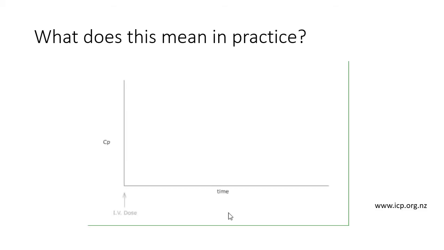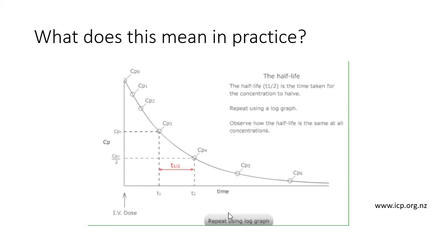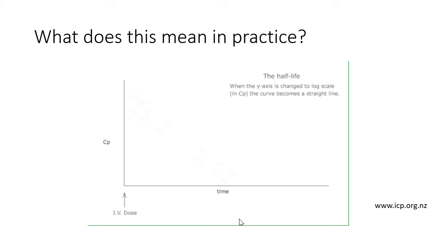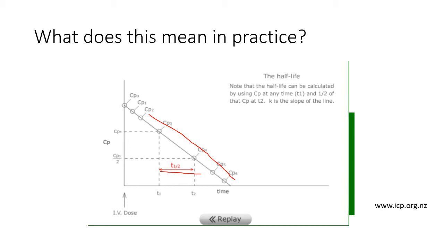So in clinical practice, this means that when we give an intravenous dose of the drug, you can see here the concentration falling away. And so the half-life is the time taken for the drug's concentration to halve. On a logarithmic scale, what we find instead is that you get this straight line as a drug's concentration falls. But the idea of the half-life is still exactly the same. It's the time taken for the concentration to fall to a half.